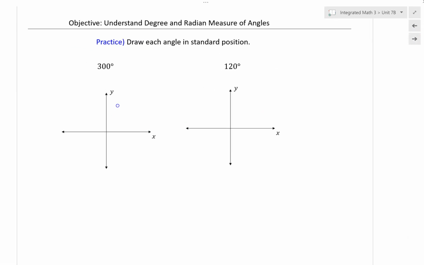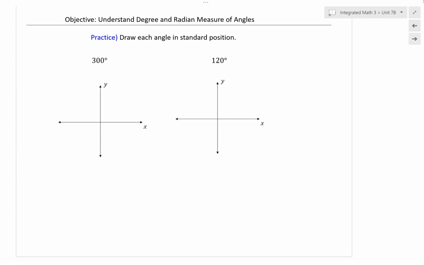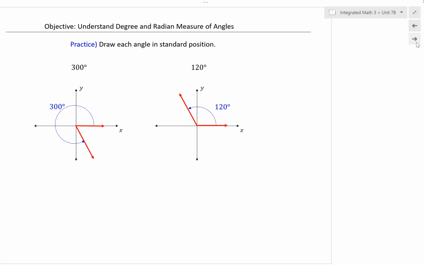Here are some practice problems. Please go ahead and try these. Pause the video, and I'll show you the answers in a second. All right, hopefully you paused them. Here are the solutions. Did you get those? You did? I'm so proud of you.